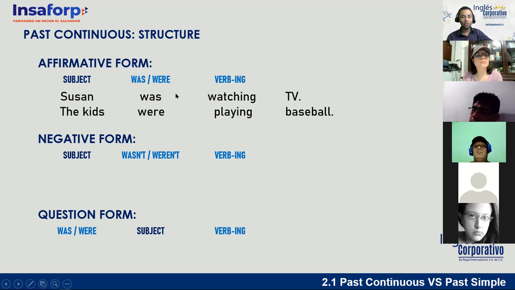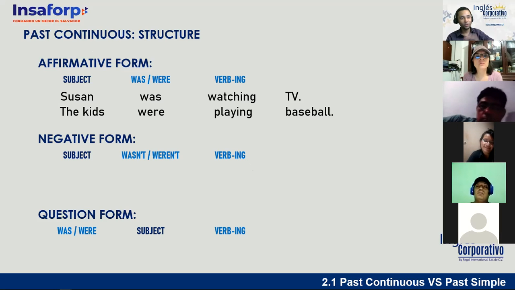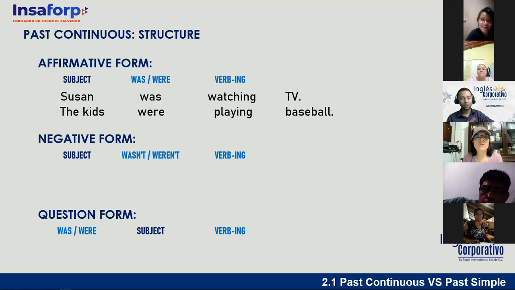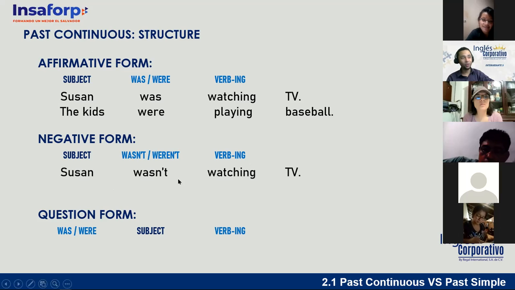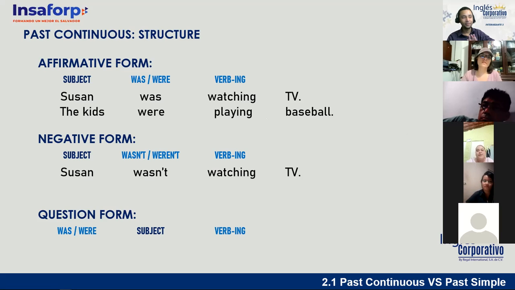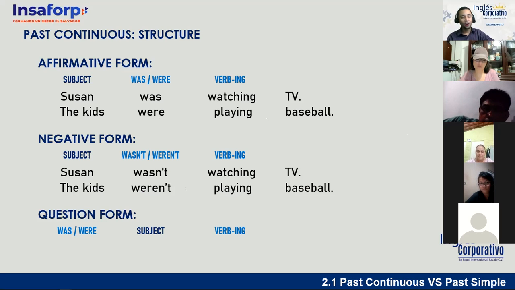So if you say Susan was watching TV, what is the negative form? Volunteer, please. Raise your hand, please. Okay, Stella. Susan wasn't watching TV. Yeah, that's correct. Very good. And Jenny wanted to participate too. The second sentence goes, the kids were playing baseball. What is the negative form, Jenny? The kids weren't playing baseball. That is correct. Very good.